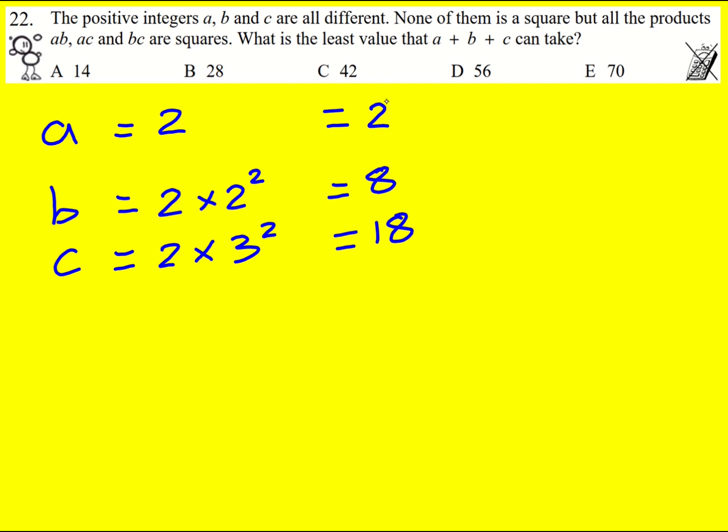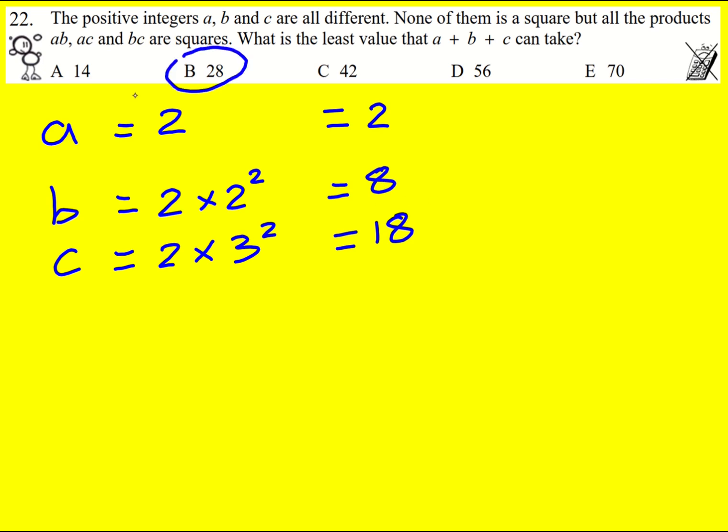When I times them together, clearly I get 16, I get 36, and over here, I'm going to get 144. So ABC, AB, AC, and BC are square numbers. Now, there's no way I can make this any smaller. I'm pretty convinced by that. If we add these up, we're going to get 28.